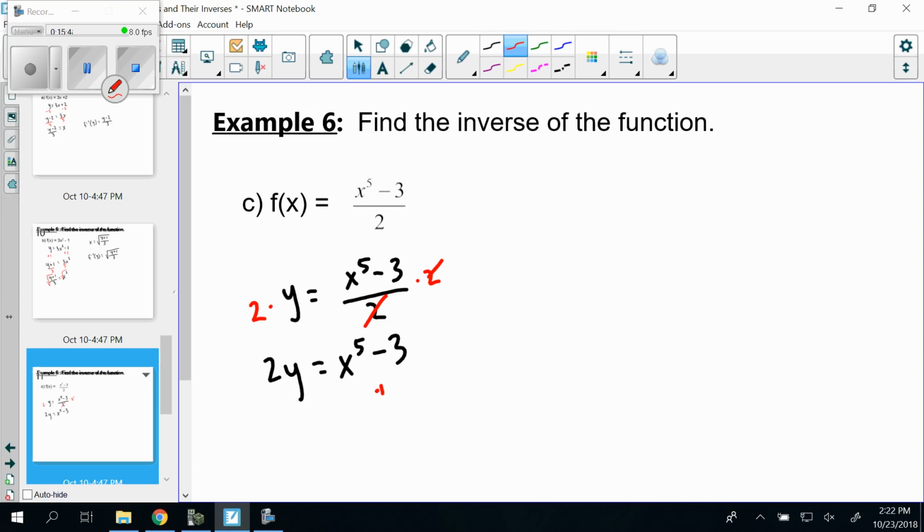Now we can add that 3 over. I'm going to move it up here. So now we have 2y plus 3. We can't put those together to get 5 because they're not like terms. Equals x to the 5th.